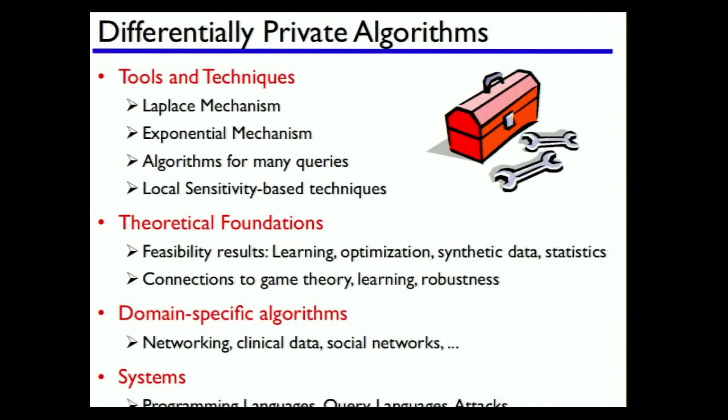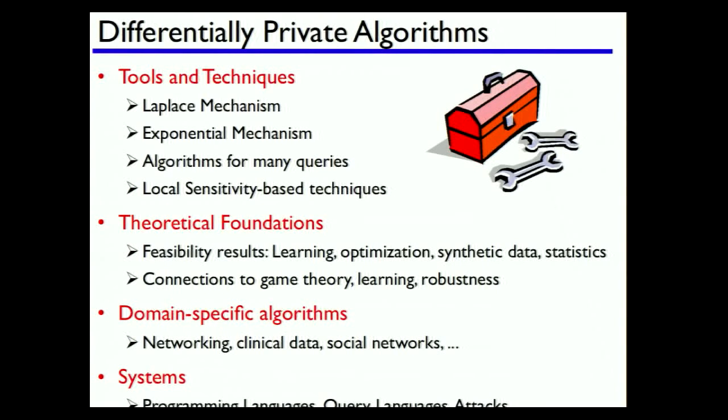So what we're after is an understanding of what we know about designing differentially private algorithms. Well, we have some basic tools and techniques. I mentioned the Laplace mechanism. There's something called the exponential mechanism that I will describe. There are various algorithms for answering a vast set of queries simultaneously or in sequence, where some basic techniques have been developed. There's a set of techniques that revolve around the idea of local sensitivity that I might get to.